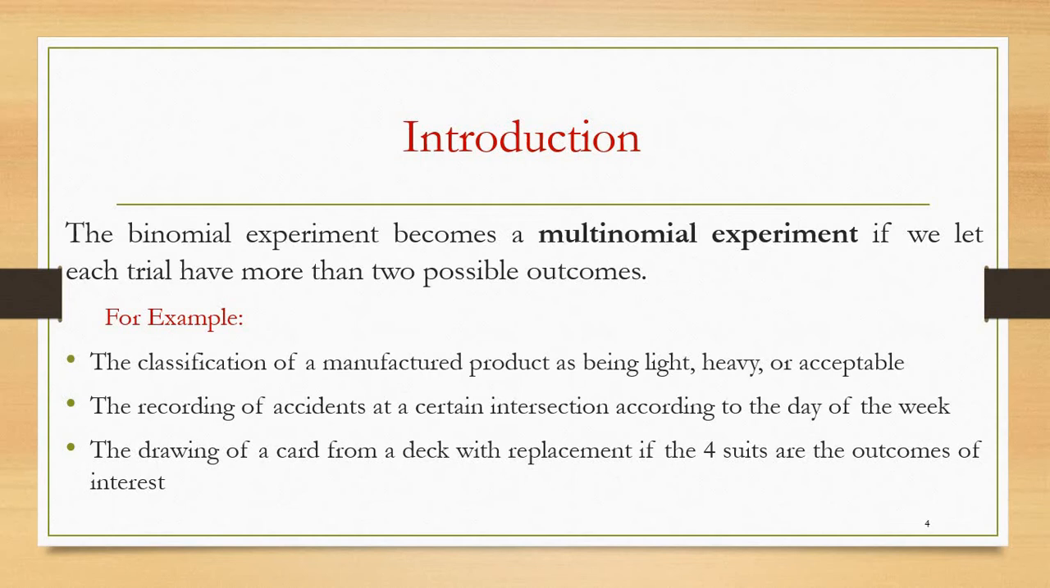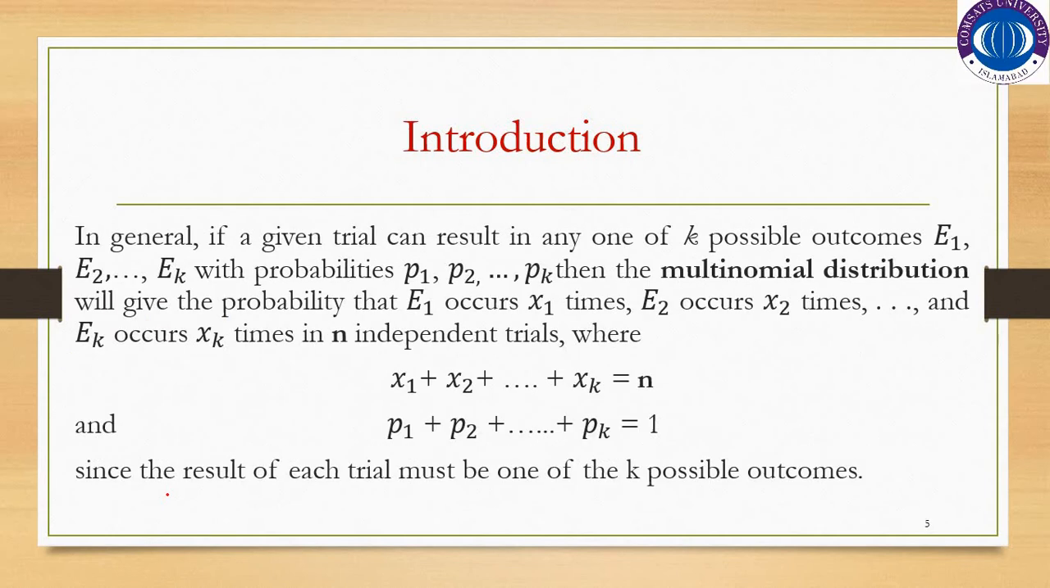For example, the classification of manufactured product as being light, heavy, or acceptable. The recording of accidents at a certain intersection according to the day of the week. The drawing of a card from a deck with replacement if the four suits are the outcomes of interest. So, in general, if a given trial can result in any one of k possible outcomes, let's suppose we have k possible outcomes E1, E2 till Ek, and their probabilities are P1, P2 and Pk, then the multinomial distribution will give the probability that E1 occurs x1 times, E2 occurs x2 times, and Ek occurs xk times.